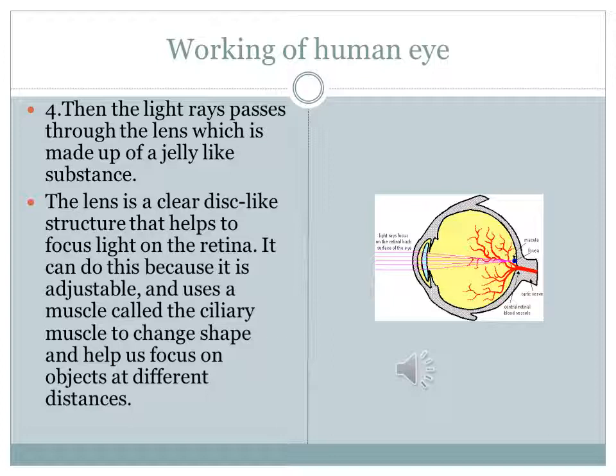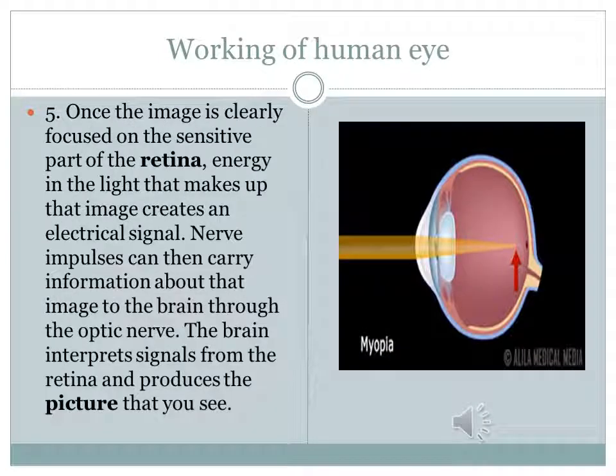The lens is a clear disc-like structure that helps to focus light on the retina. It can do this because it is adjustable and uses a muscle called the ciliary muscle to change shape and help us focus on objects at different distances. 5. Once the image is clearly focused on the sensitive part of the retina, energy in the light that makes up that image creates an electrical signal. Nerve impulses can then carry information about that image to the brain through the optic nerve. The brain interprets signals from the retina and produces the picture that you see.